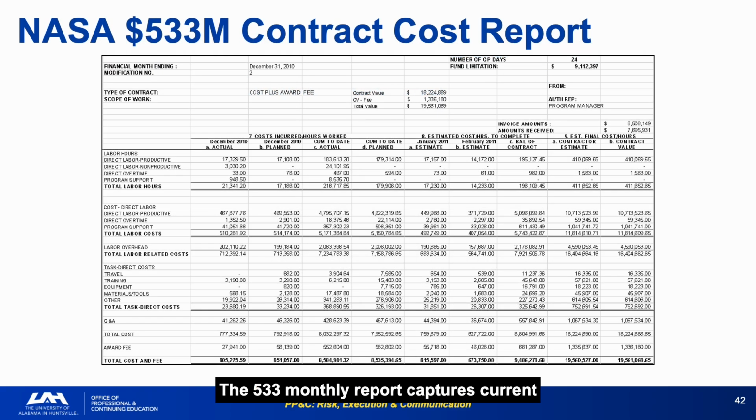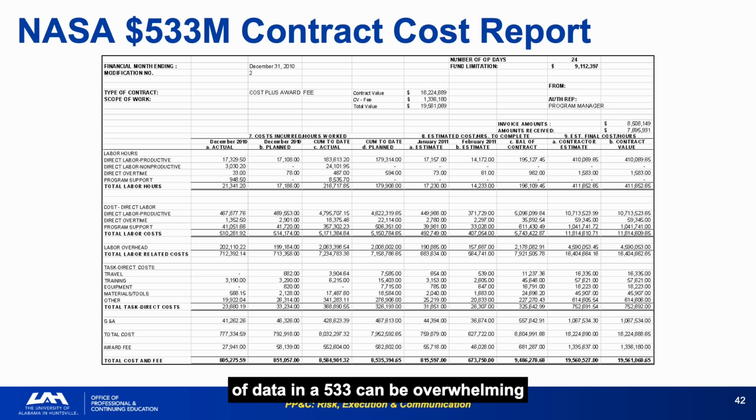The 533 monthly report captures current month actuals, cumulative actuals, estimates for future periods, and the estimated final cost, providing both a performance snapshot and a forward-looking forecast in a single document. The 533 format was designed to be navigated in a specific sequence: current period first, cumulative second, estimate to complete third, and estimated final cost last. That is the analytical order that tells the most coherent story.